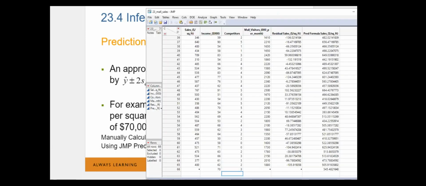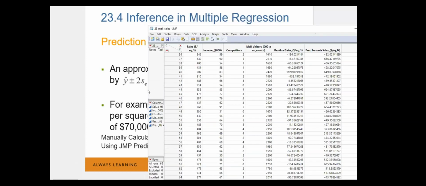Right there. 54548. That is the estimation for sales. Why we don't have it here? Because we never had this value in our data. So we don't have something similar to it, but we did the calculation.